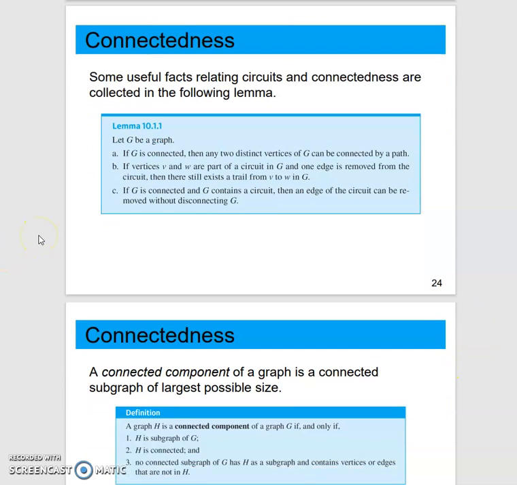So here are some things to keep in mind. If the graph is connected, then any two distinct vertices can be connected by a path. If two vertices are part of a circuit and one edge is removed, then there still exists a trail between those two vertices. And if G is connected and G contains a circuit, then an edge of the circuit can be removed without disconnecting that graph.